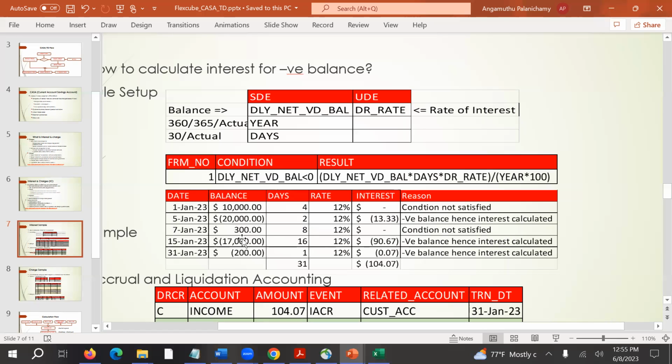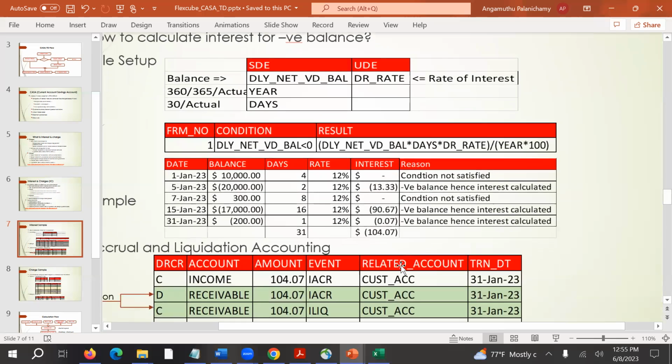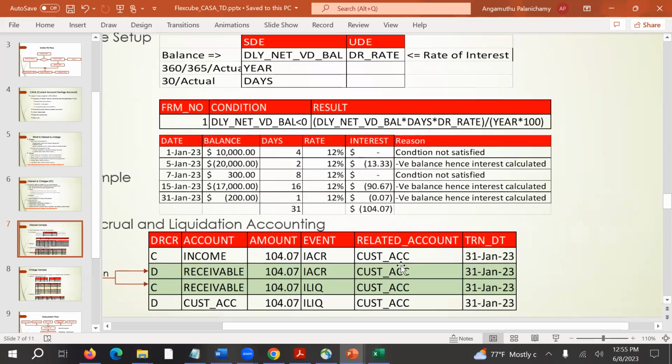Likewise, the system calculates for 31 days. For 31 days, 104 is the debit interest. And this is my sample accounting entries.